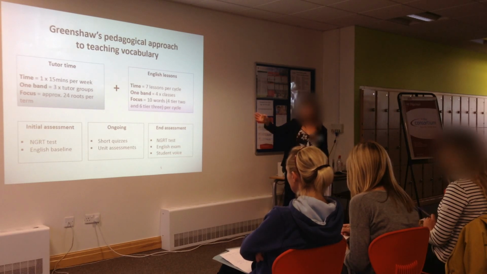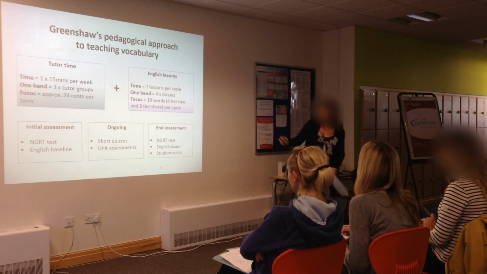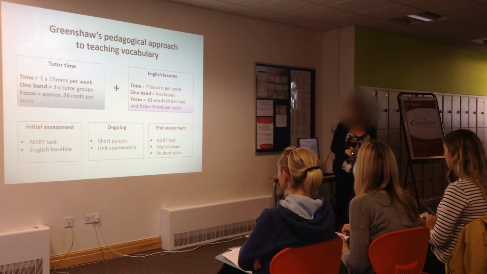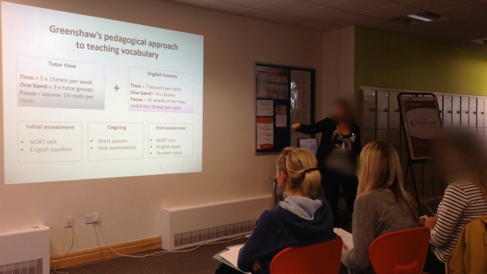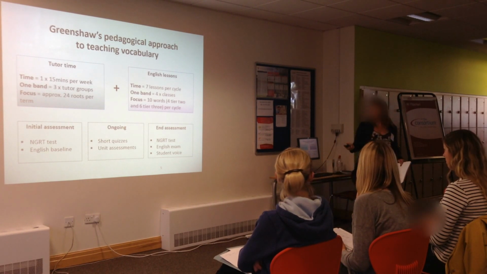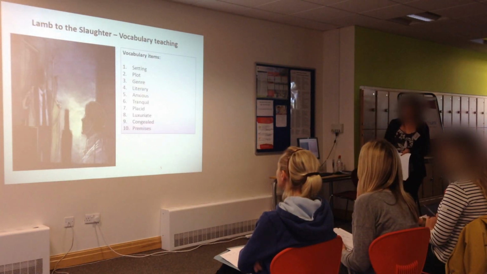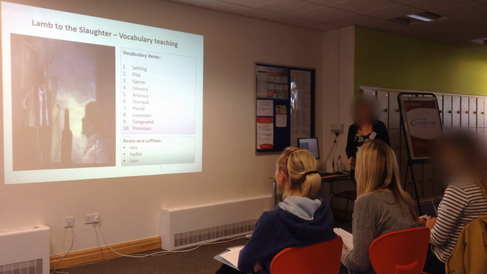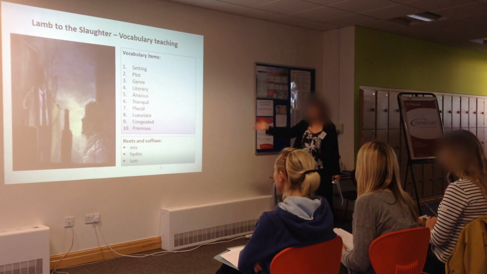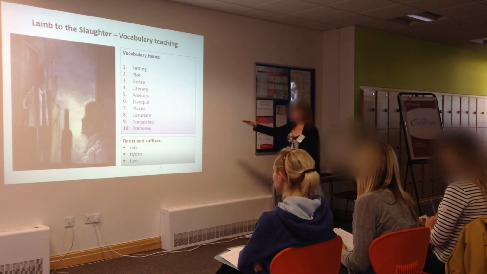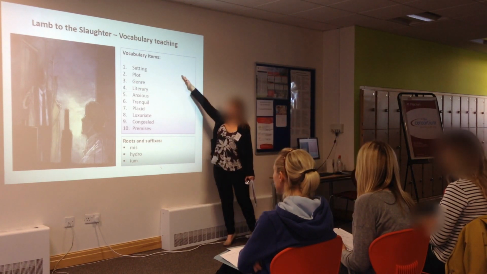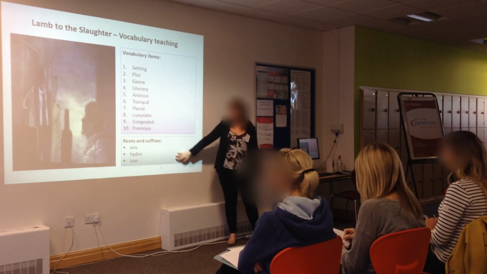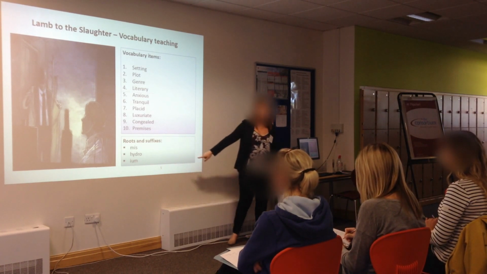And the assessment that we've got is simply the New Group Reading Test and their English baseline, and then we'll assess it at the end. Throughout, we've got formative assessments through quizzes and things like that. As an example, in this first half term we looked at Lamb to the Slaughter in Year 7 by Roald Dahl. We had 10 vocabulary items linked to English, the first four of which are Tier 2 and the last six of which are Tier 3, and we used these in our first cycle.